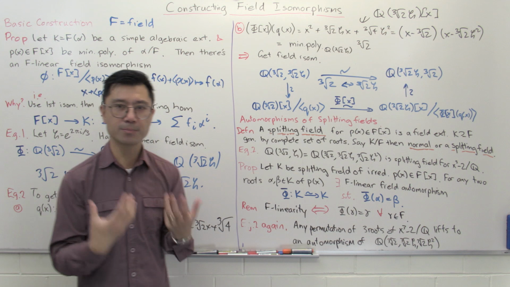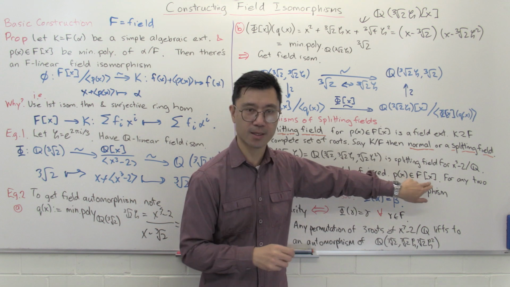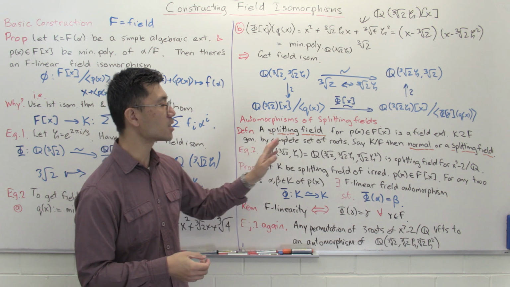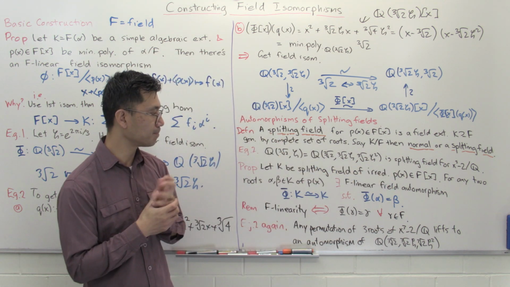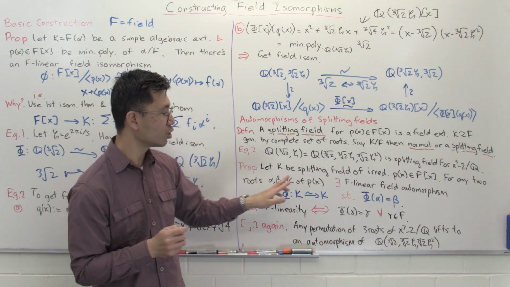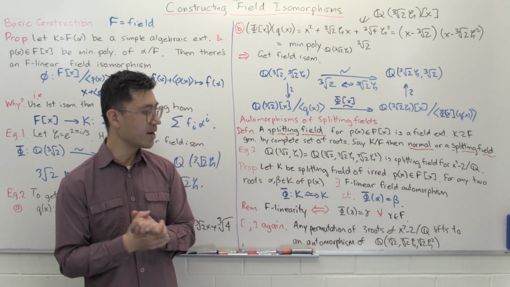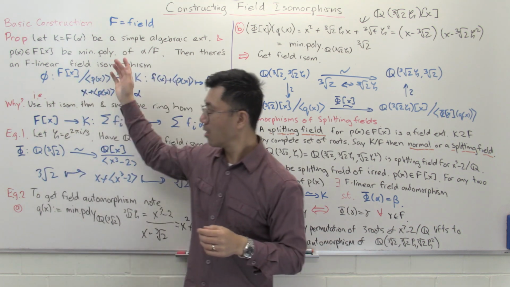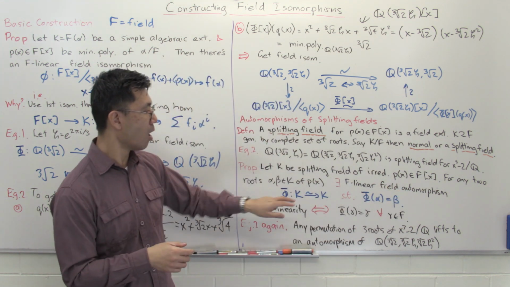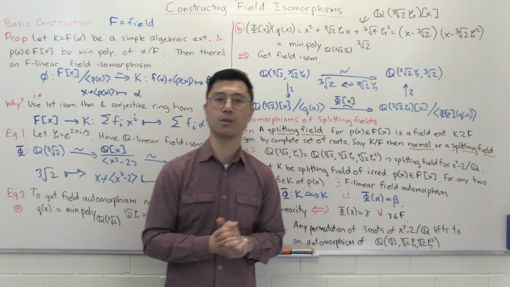And what proposition sums up how we can construct automorphisms? Suppose now you have an irreducible p of x, a polynomial with coefficients in F, and K is a splitting field for that polynomial. Of course, we want to construct non-trivial automorphisms. So what we're going to do is pick two roots alpha, beta inside K of p of x. Then what this basic argument shows is that you can always construct an F-linear field automorphism of this splitting field, phi from K to K, and it's going to send alpha to beta. You can always do that.